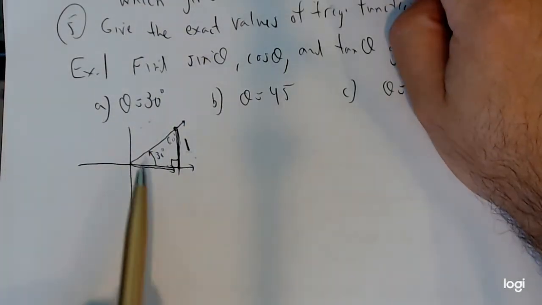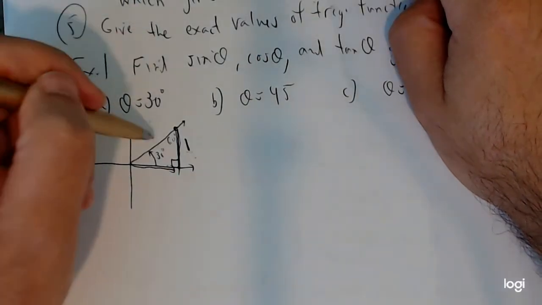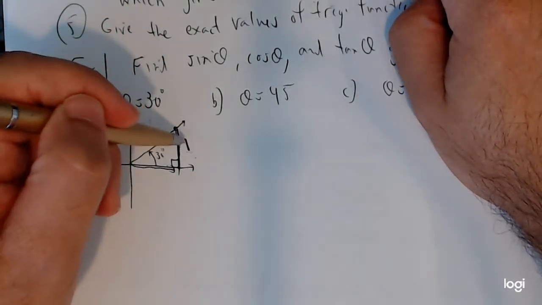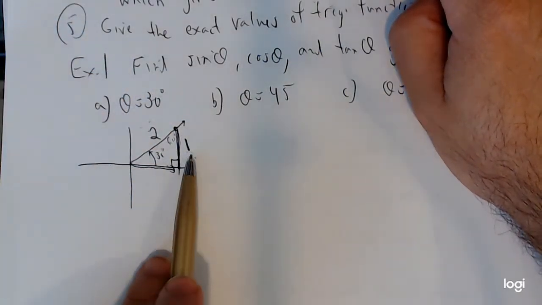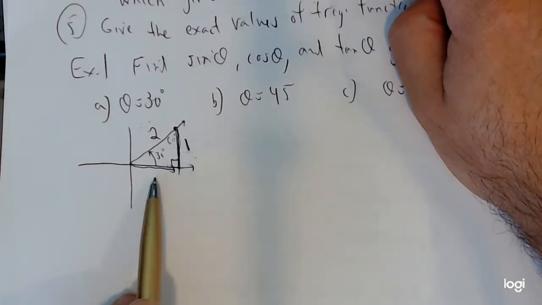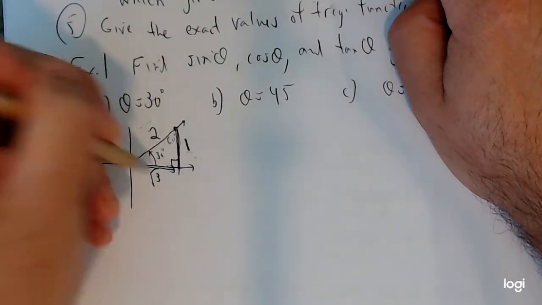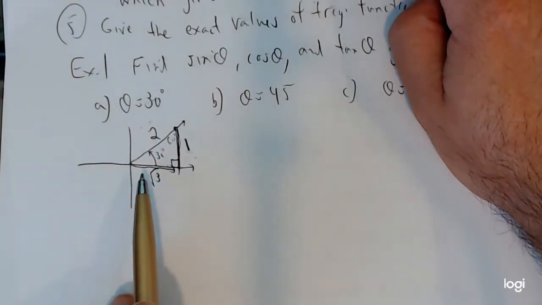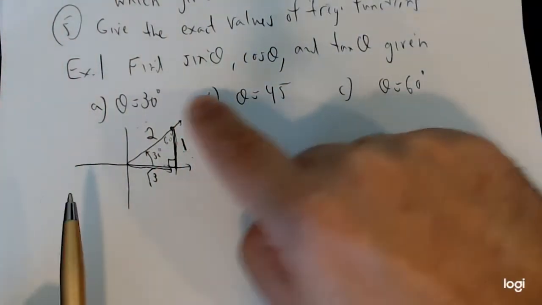So here's what we know. From a 30, 60, 90 triangle, if I have the shorter leg, I could find the hypotenuse because all I need to do is grab the shorter leg and double it. So 1 times 2 is 2. And then if I have the shorter leg, I could find the longer leg just by grabbing the shorter leg and multiplying it by rad 3. So 1 times rad 3 is just rad 3. Now notice what I just found. This is x, this is y, this is r. So I could now answer the questions.